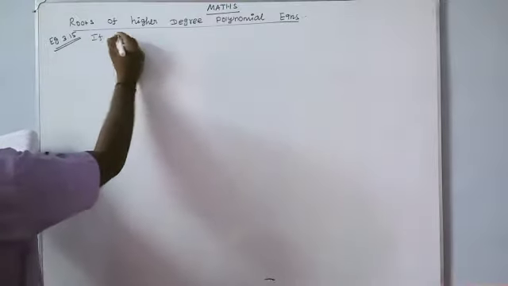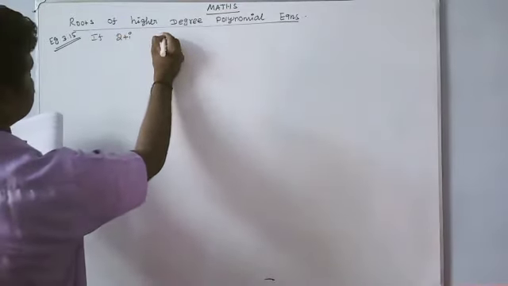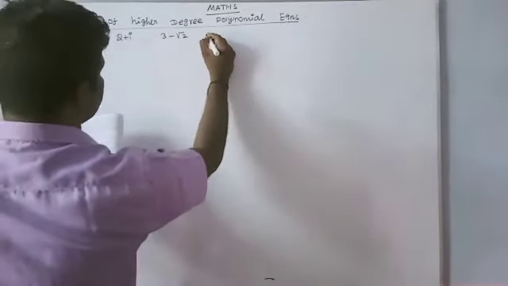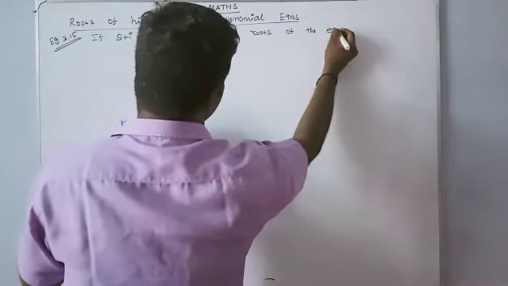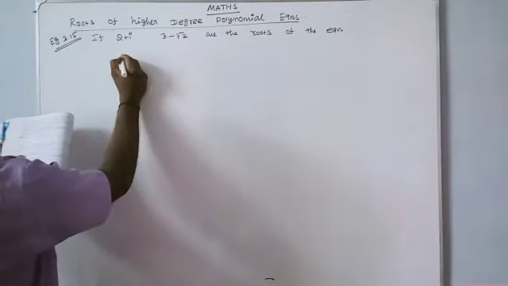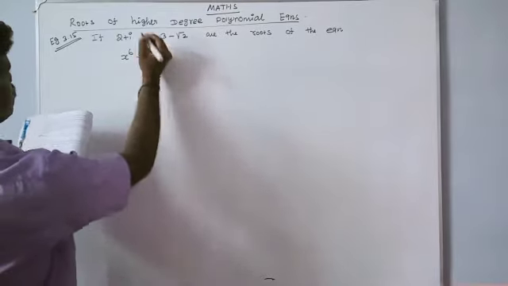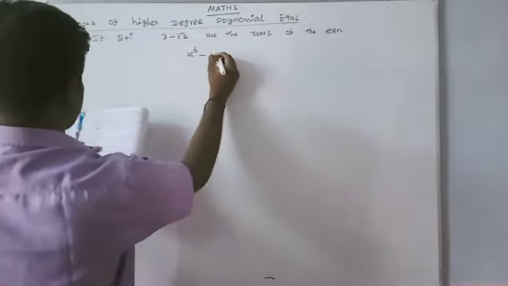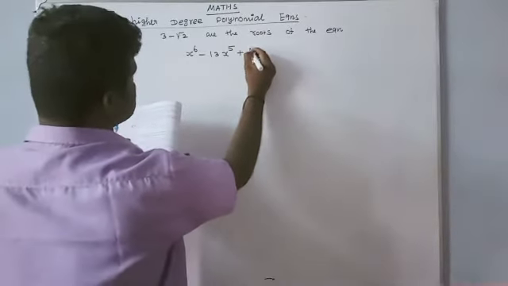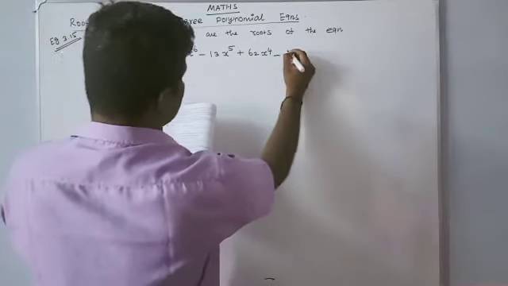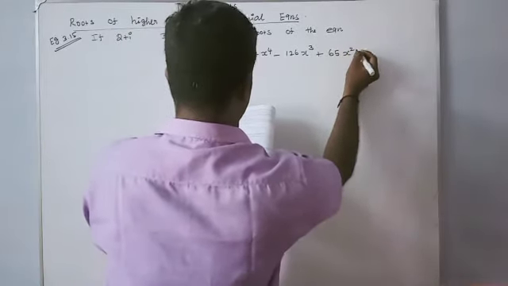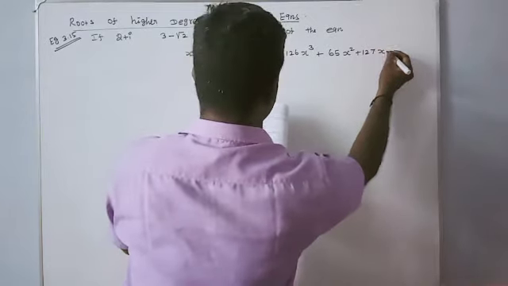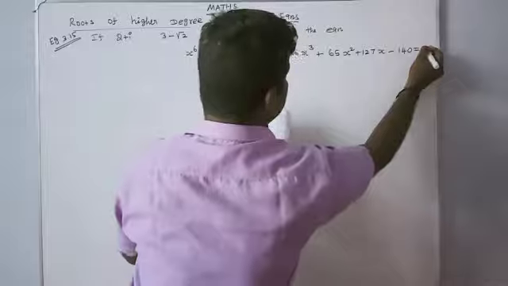If 2 plus i and 3 minus root 2 are the roots of the equation, which equation? x power 6 minus 13 x power 5 plus 62 x power 4 minus 126 x cube plus 65 x squared plus 127 x minus 140 equal to 0. This is the equation. This is a 6th degree polynomial.